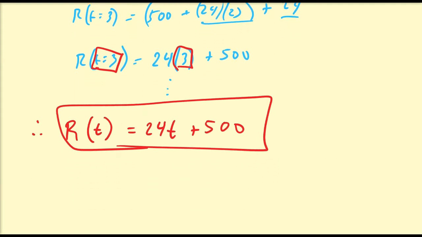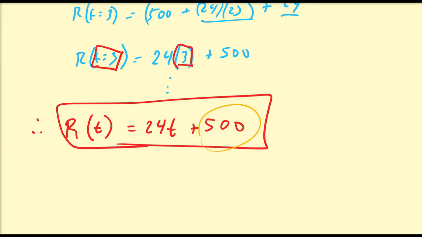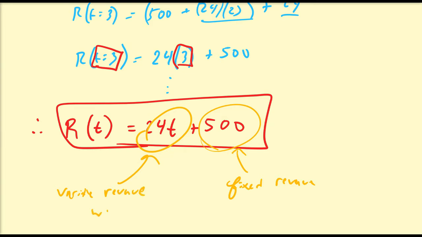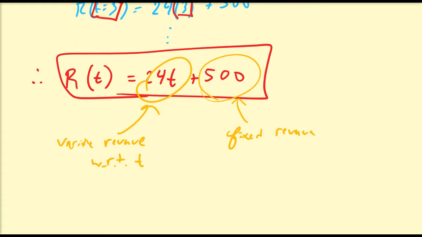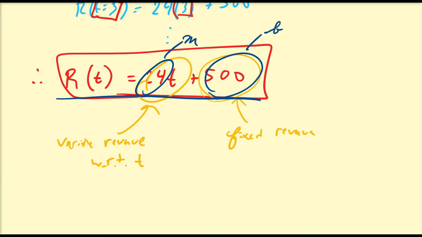500. So typically in the realm of finance, we refer to this term as the fixed revenue, and we sometimes refer to this as the variable revenue with respect to time t. And of course, this is a linear function because 24 is the slope and 500 is the vertical intercept b. So we have our linear model, r of t is equal to 24t plus 500.